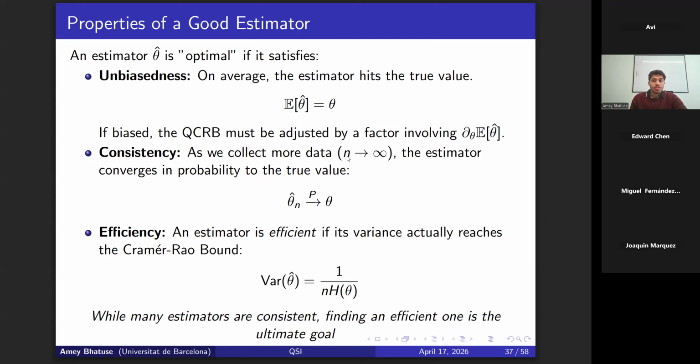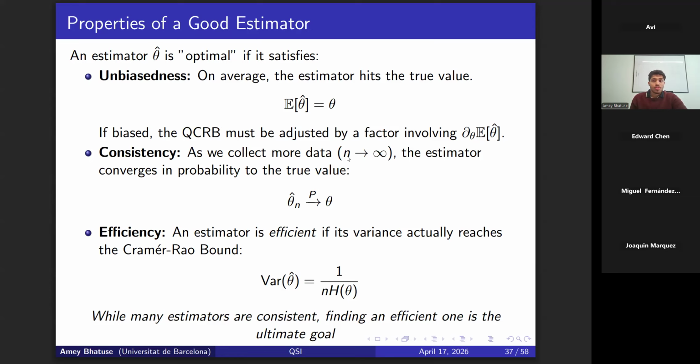The variance of this estimator is greater than or equal to 1 upon the number of samples times the Fisher information. The physical intuition behind this is that your Fisher information is a measure of the steepness in the change of your distribution with respect to the parameter. If the probability distribution changes very rapidly, we can estimate theta very precisely. This is the point of Fisher information and the Cramer-Rao bound.